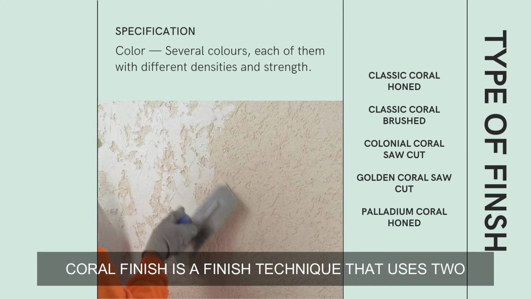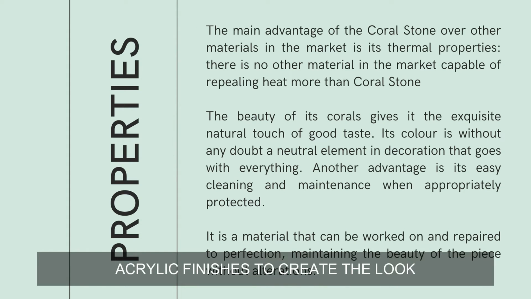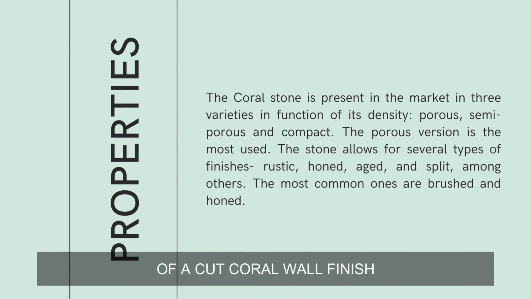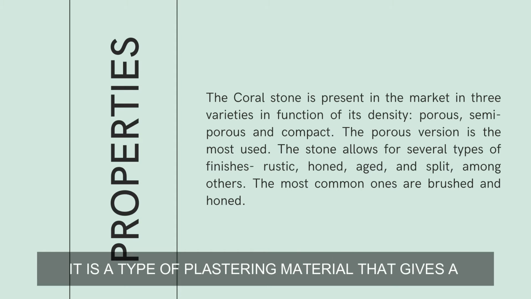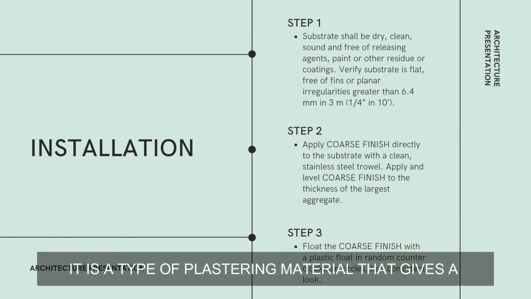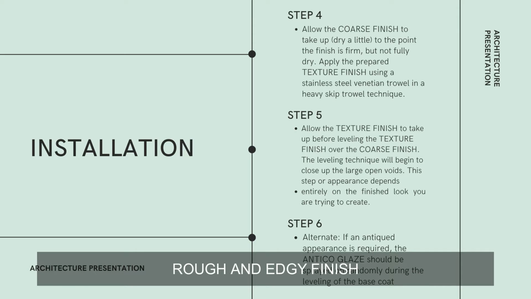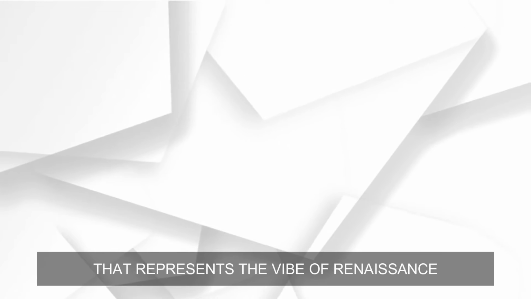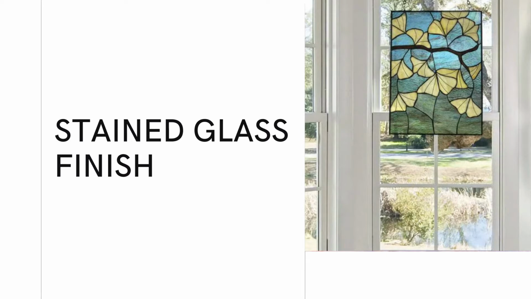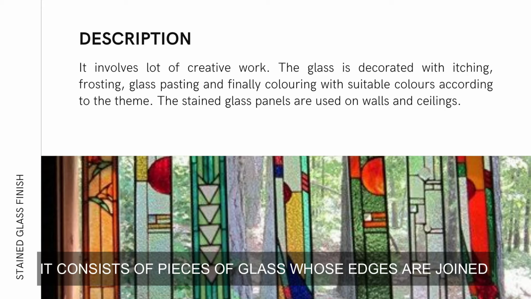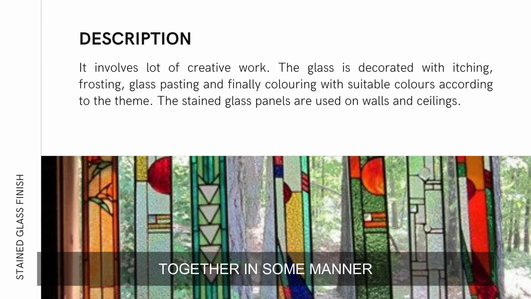Coral finish is a finish technique that uses two textured acrylic finishes to create the look of a cut coral wall finish. It is a type of plastering material that gives a rough and edgy finish. Often seen in churches that represent the vibe of Renaissance, here we have the last finish, which is the stained glass finish. It consists of pieces of glass whose edges are joined together in some manner.